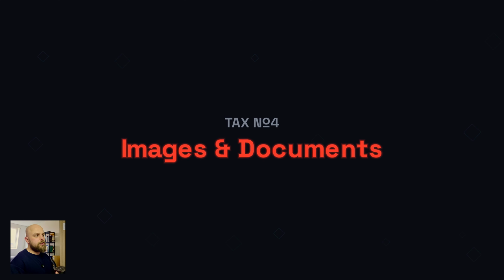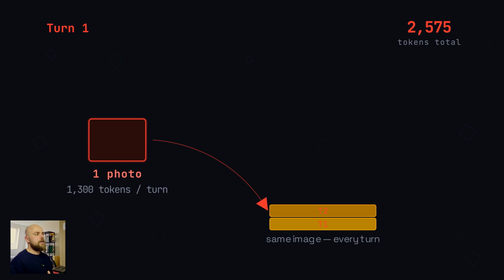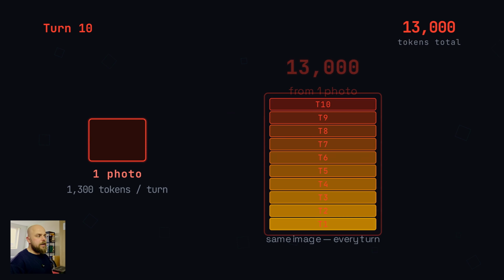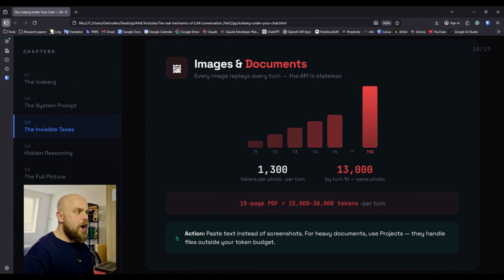And the last tax of today: images and documents. Because the API is stateless, remember last week, every image is re-sent every turn. A single picture costs roughly 1,300 tokens. Upload it at turn 1 and by turn 10 you've already burned 13,000 tokens. A 10-page PDF, 15 to 30k per turn. If you can paste text instead of a PDF, paste text. It's smaller and it doesn't count as an image.